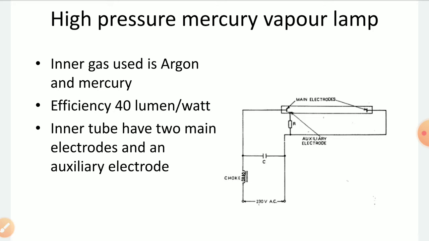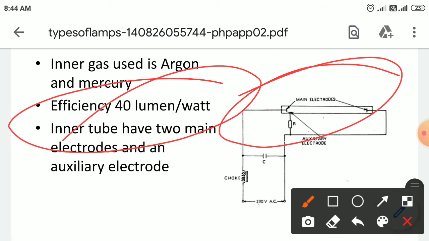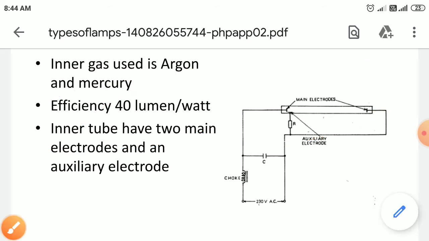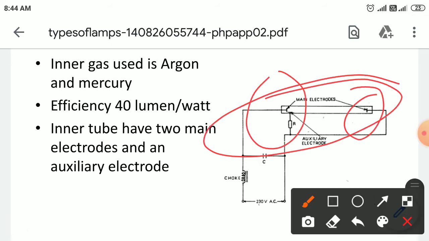So this is a tube, and the inner gas filled in this tube is argon. Okay, and the efficiency is around 40 lumens per watt in this case. The inner tube has two main electrodes and an auxiliary electrode. So you can see the inner tube consists of two main electrodes, the first electrode and the second electrode, and there is a small auxiliary electrode.